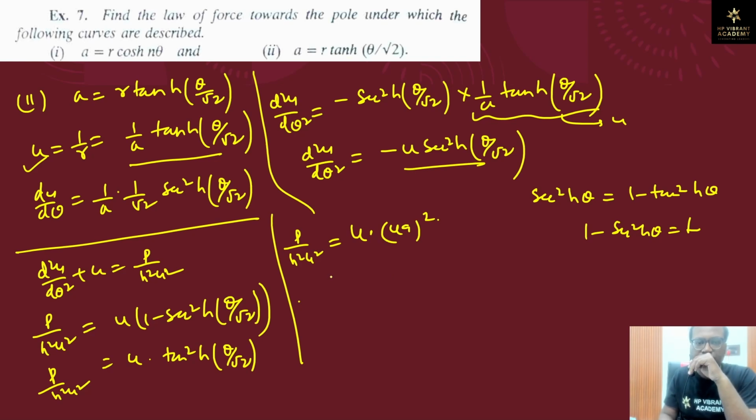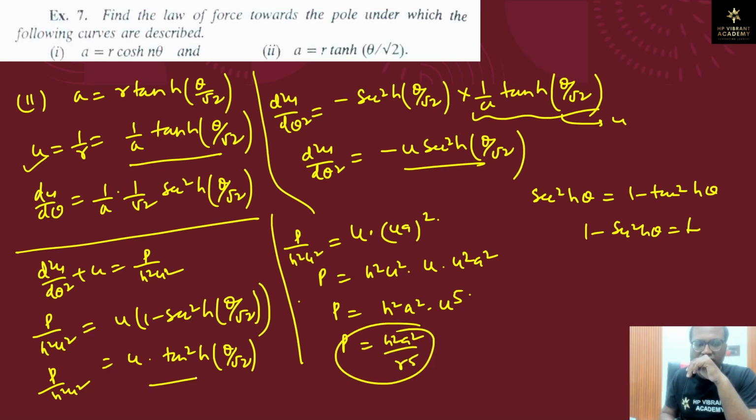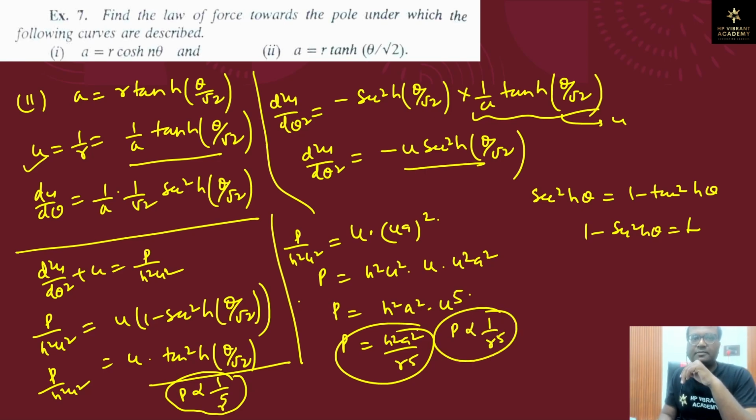Okay. So we have P is equal to h square u square into u square a square. So we have P is equal to h square a square into u to the power 5. So we have P is equal to h square a square upon r5. So we have the law of force as central acceleration is inversely proportional to the fifth power of the distance of the point from the pole. Okay. So we have the law of force P is inversely proportional to r to the power 5.